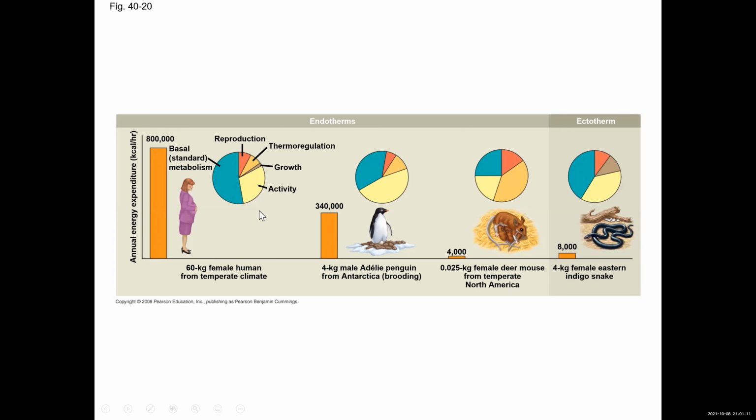Now we have individuals investing in reproduction in the case of all of these examples. So there's a little sliver here for reproduction. Thermoregulation is shown in gold. Growth, there's a little sliver of it here for human. There isn't a sliver of it here for these other organisms except for the snake. Right? Once a mouse and a penguin reach adult size, they stop growing.